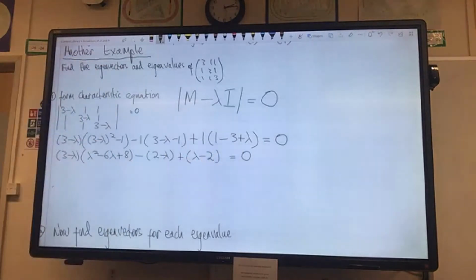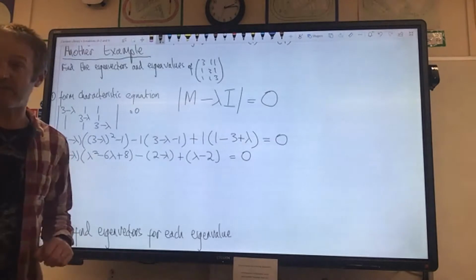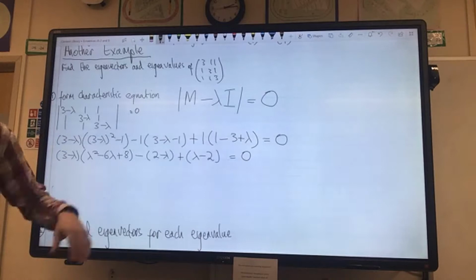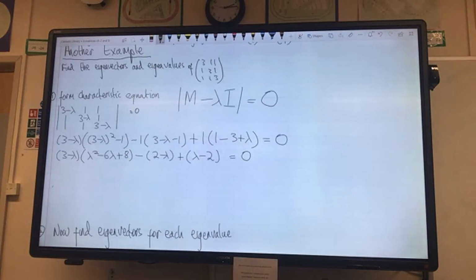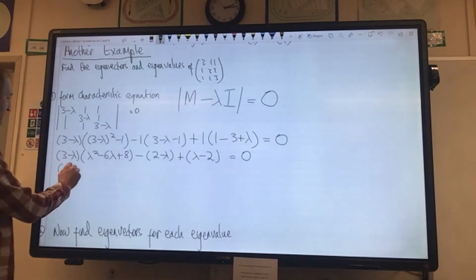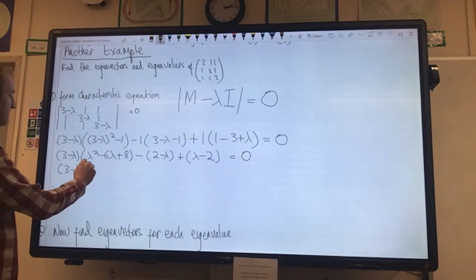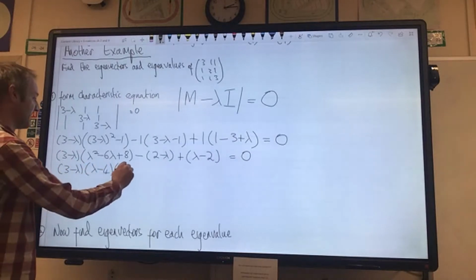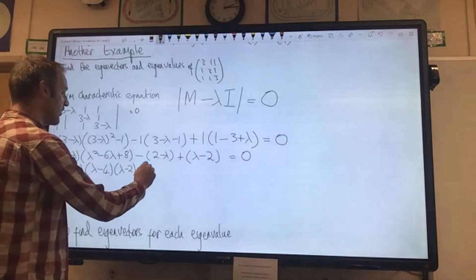If you get to that step, you might be tempted to expand this cubic and collect like terms. But can anyone see, if you're still watching, something we ought to do first rather than multiply out to get a cubic? I'll tell you. I'm going to factor. You get a factor of lambda minus 2. Yeah, absolutely, yeah. So we factorise this, and we will be able to.